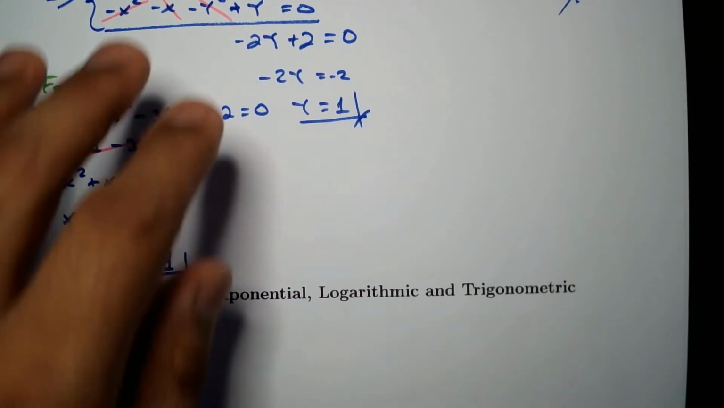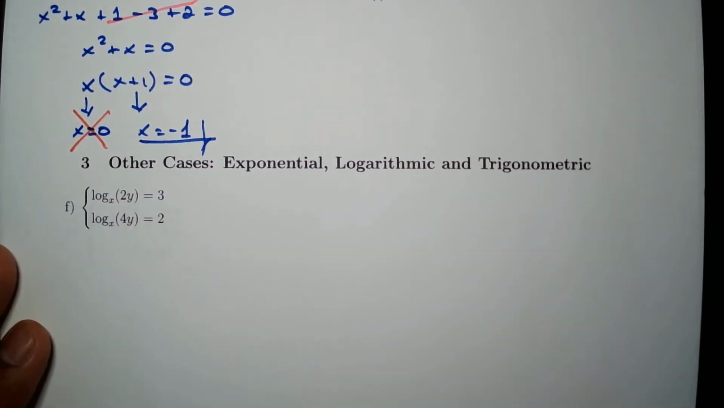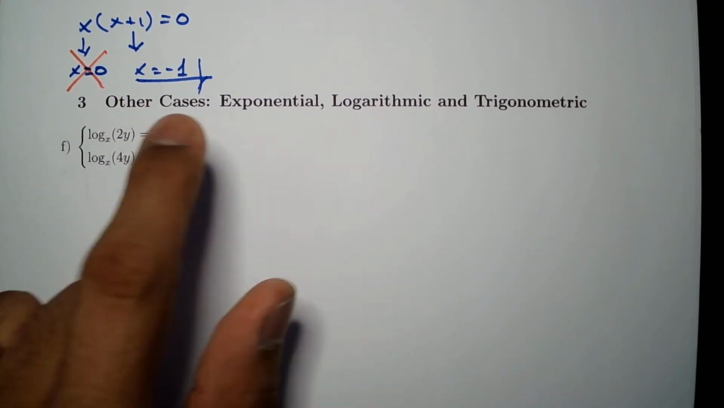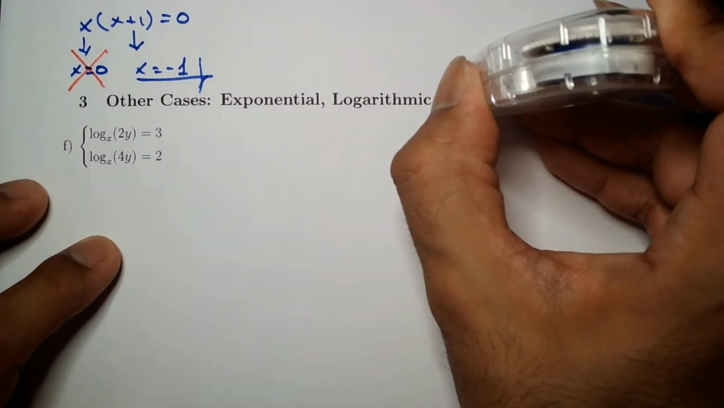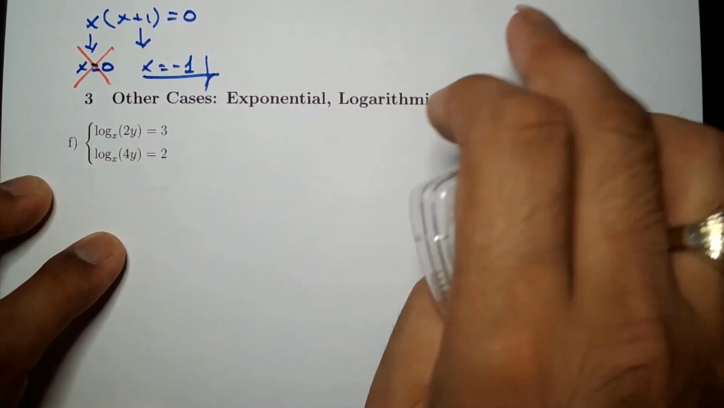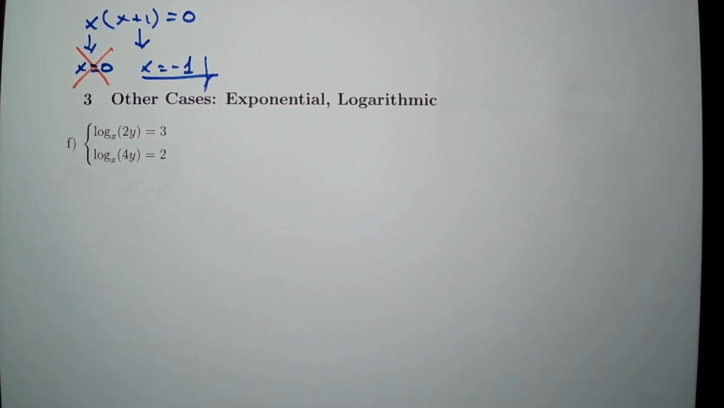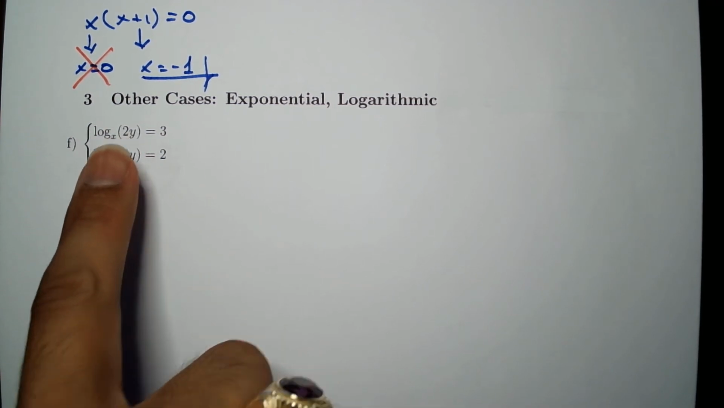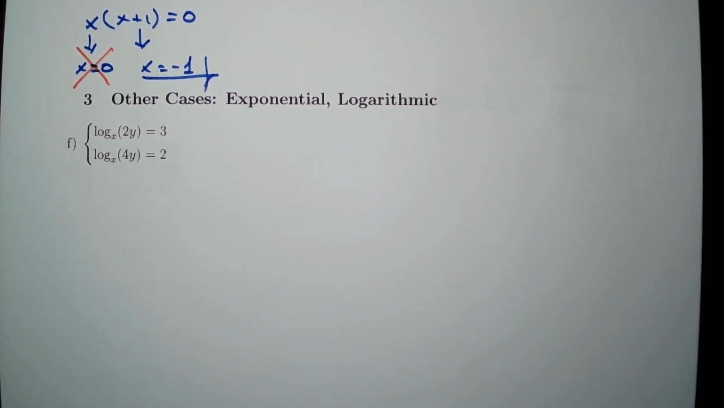All right, let's look at other cases. These cases are a lot of fun when we combine exponentials, logarithmic, well, the trigonometric, in the end we're not doing the trigonometric cases, so I'm going to leave that out. So, we have the system of equations in which one of the equations is log base x. That's kind of weird. Log base x of 2y equals 3, and then log base x of 4y equals 2.